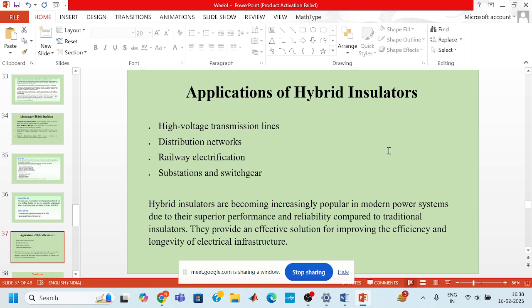Sorry. There are some applications of hybrid insulators, like high voltage transmission lines, distribution networks, railway electrifications, substations and switchgears. So these are all about the hybrid insulators. Hybrid insulators are becoming increasingly popular in modern power systems due to their superior performance.